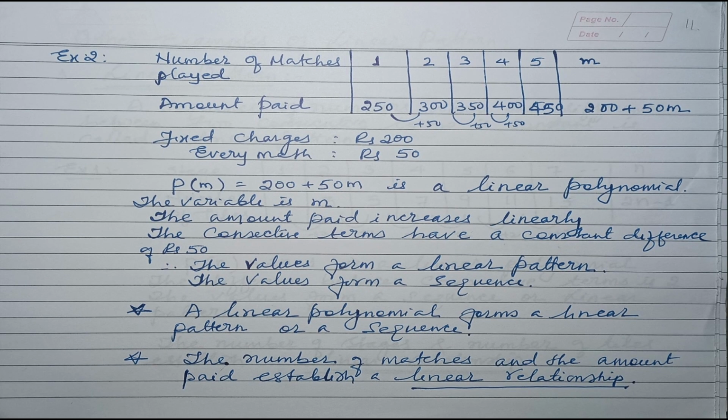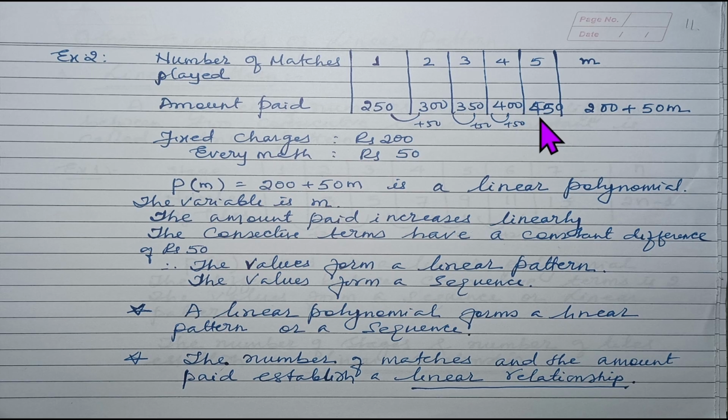Now coming to the second example. Now we have the number of matches played here, 1, 2, 3, 4, 5 and so on. The amount paid for the first match is 250. The fixed charge is 200 and 50 rupees is the additional. Therefore the first match you will be paying 200 plus 50, that is 250. Second match again 50 more, that is 300, and third match again 50 more, 350. Fourth match again 50 more, 400, again 50 more. For the fifth match is 450.